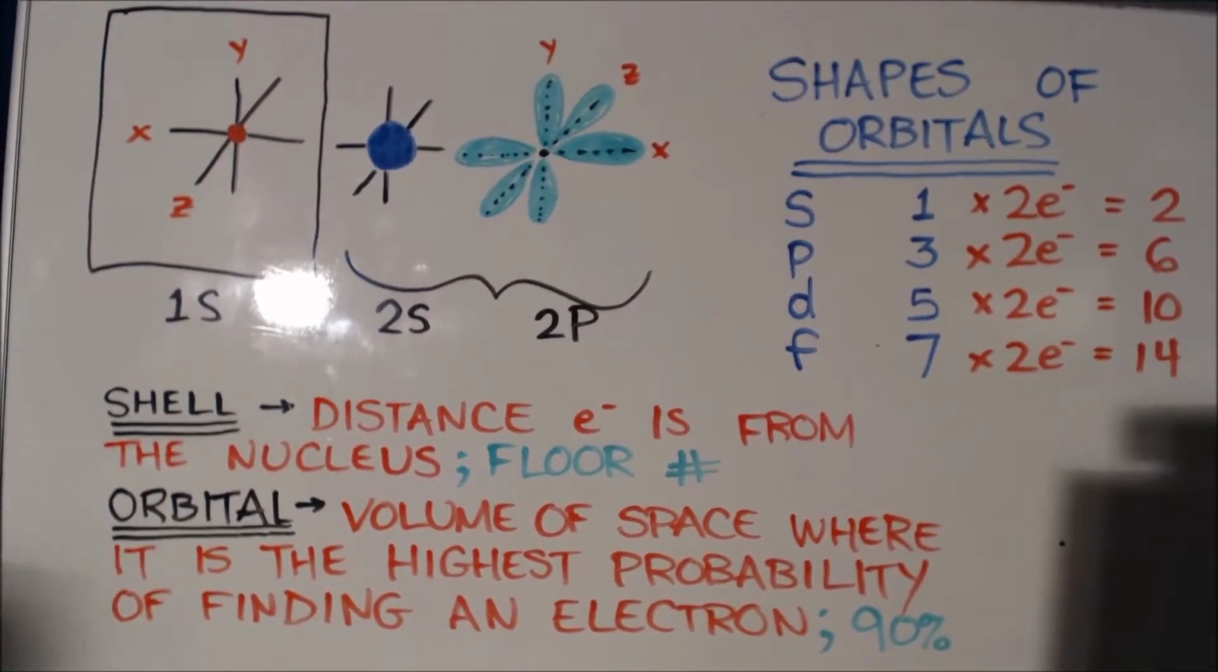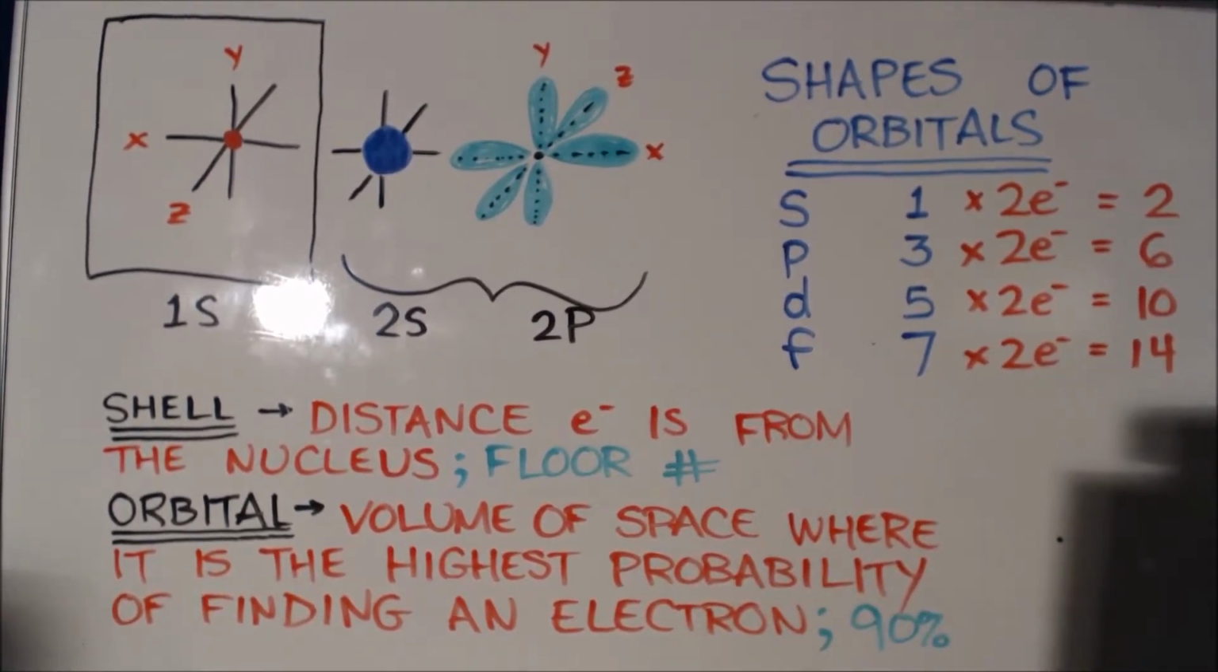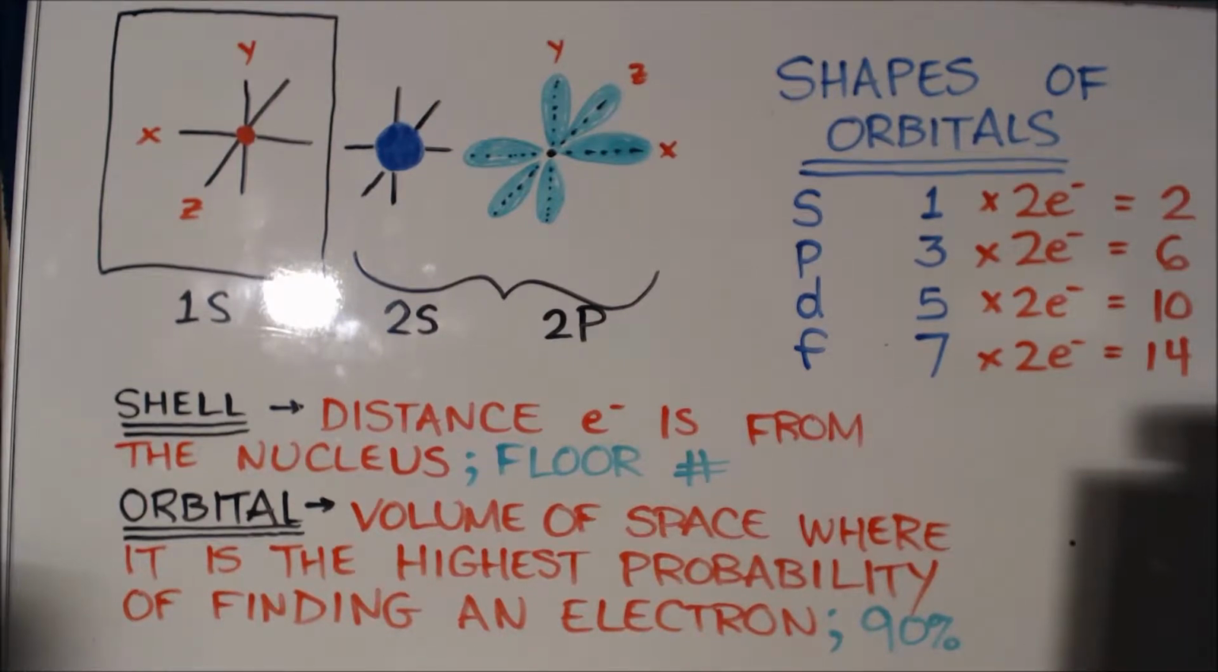Shell 1 would be the closest floor to the nucleus, you know what I mean? Shell 2 would be the next floor, and shell 3 would be the next floor. You're further and further away from the nucleus, which means there's not as much attraction. Instead of gravity, I guess you'd call it Coulomb force. But the further away you are from the atom, the freer that electron is. That's what a shell is.